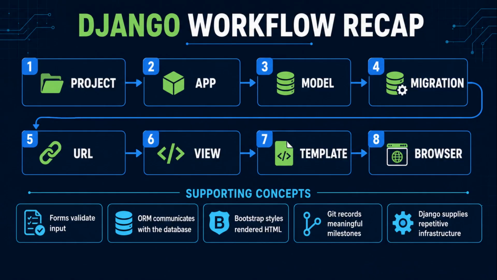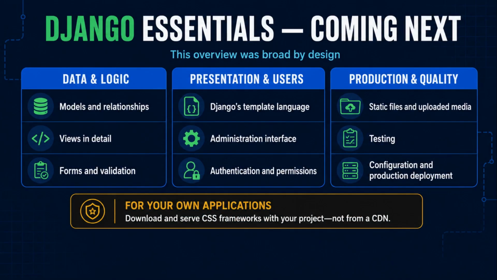The views coordinated each request, worked with the model when data was needed, and supplied information to templates. Those templates generated the HTML that Django returned to the browser. Several supporting concepts worked throughout that sequence. Forms validated submitted values before Django trusted or saved them. The ORM communicated with the database while allowing our Python code to work with contact objects. Bootstrap styled the rendered HTML without requiring us to build a separate front-end toolchain. Git recorded meaningful development milestones and gave the project a recoverable history.